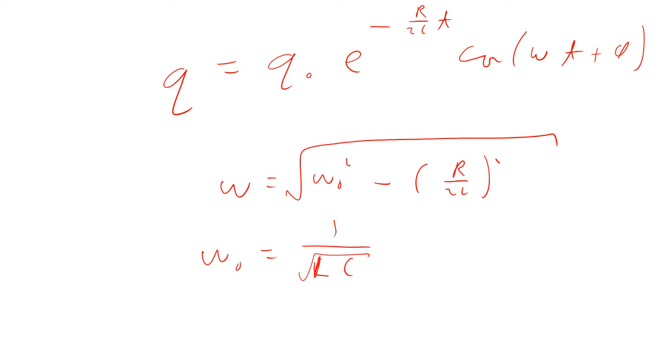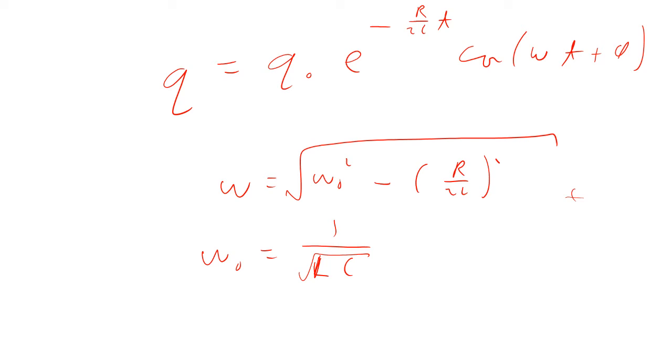Okay, what you notice is you get several regimes here. When r is very small, not much happens in here. If r is very small, then omega is going to be very close to omega naught, just equal to omega naught.